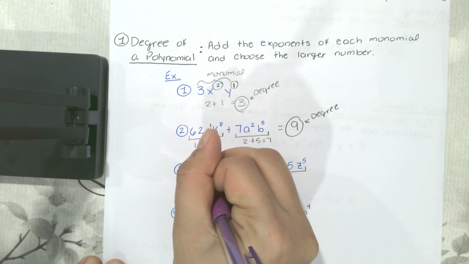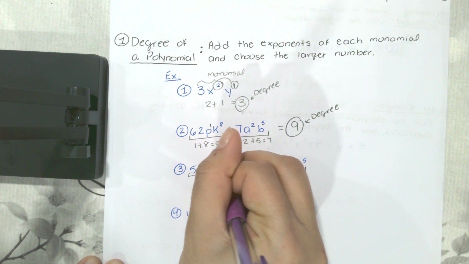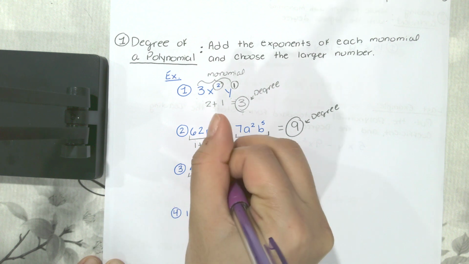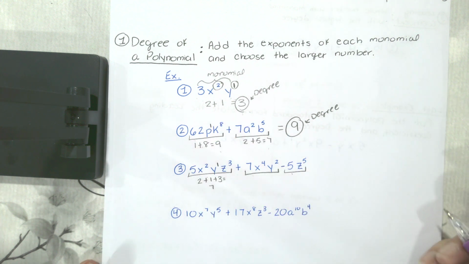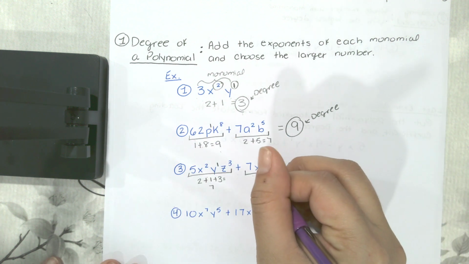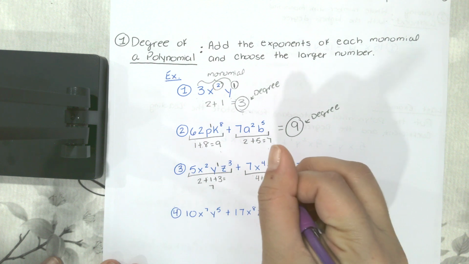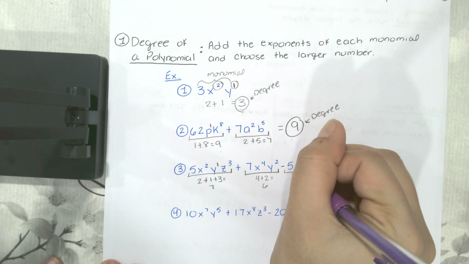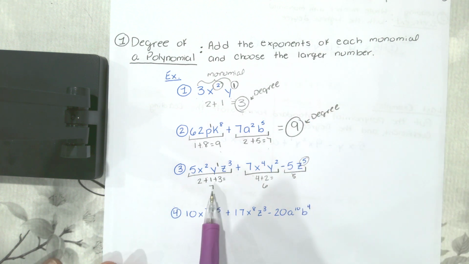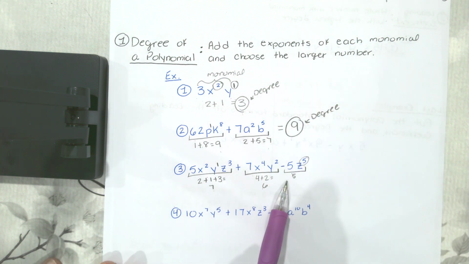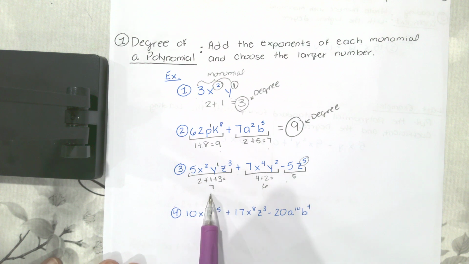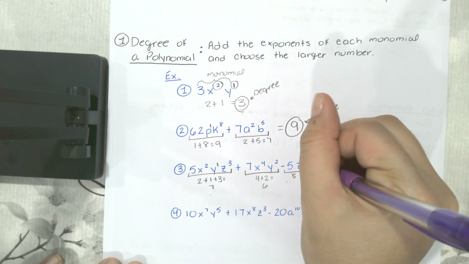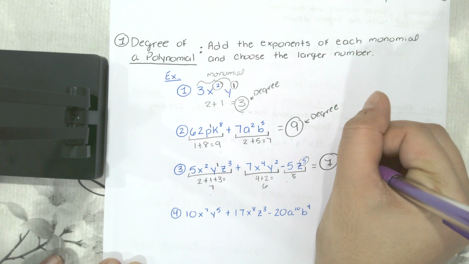So here we have 2 plus 1 plus 3, which is going to give us 7. Again, that invisible 1. 4 plus 2 here is going to give us 6. And then here we just have 5. There's nothing else to add that to. So if I look at all 3 of the degrees here for my terms, 7 is the largest one. So the degree for this whole problem would be 7.